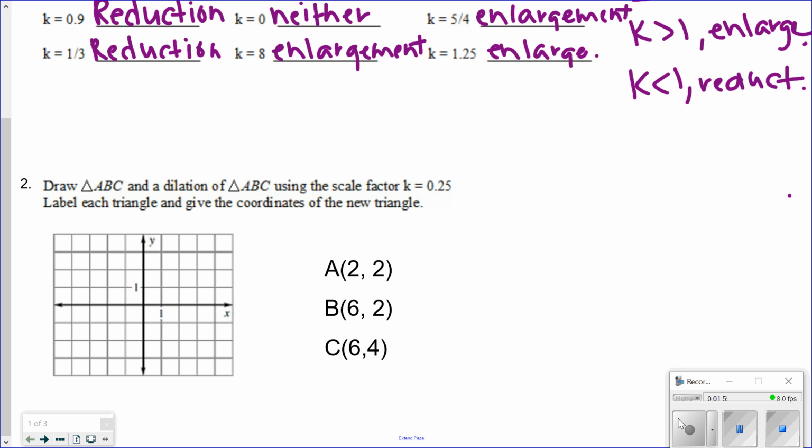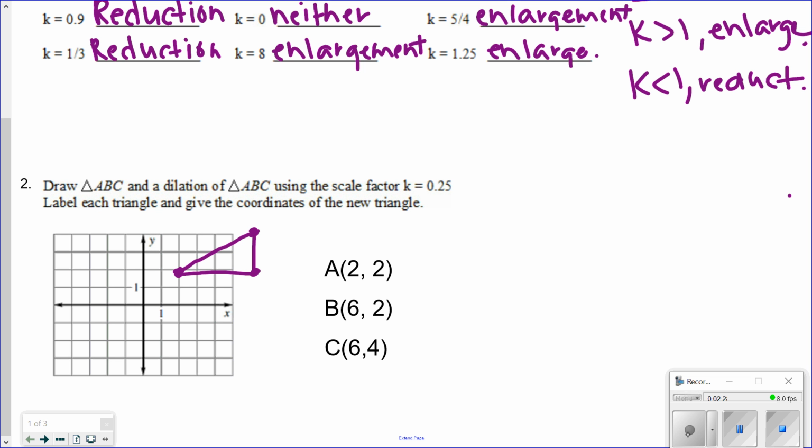Question number 2, draw triangle ABC and a dilation of the triangle ABC using a scale factor of k is equal to 0.25. Label each triangle and give the coordinates of the new triangle. So my coordinates for my triangle ABC is A is (2, 2), B is (6, 2), and C is (6, 4). I'm going to draw this on my coordinate plane. It won't fit exactly, but we can make do. So here is our triangle ABC.